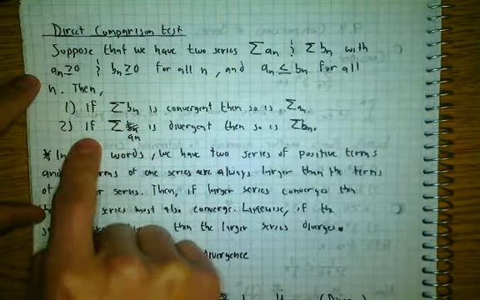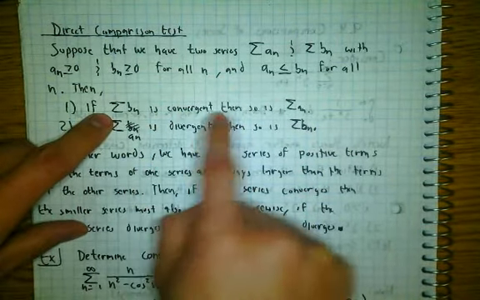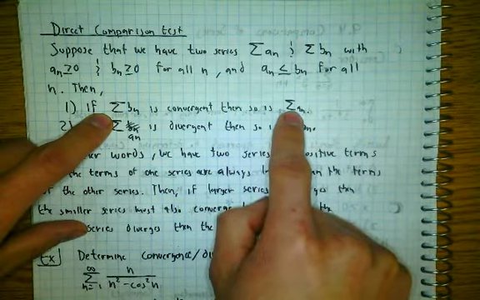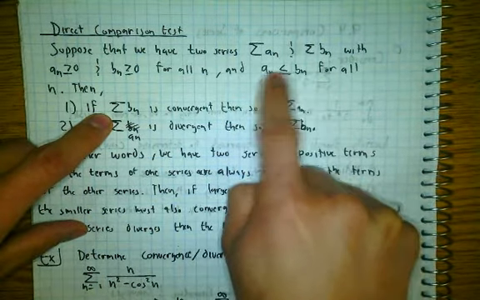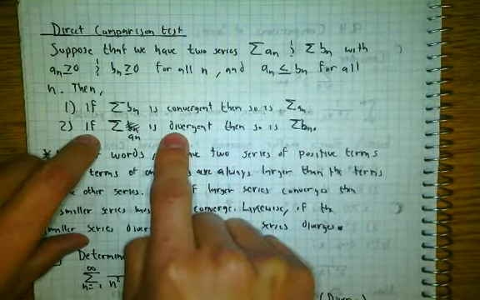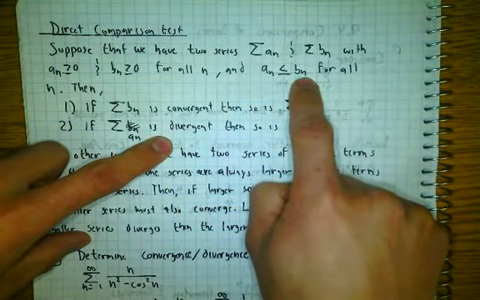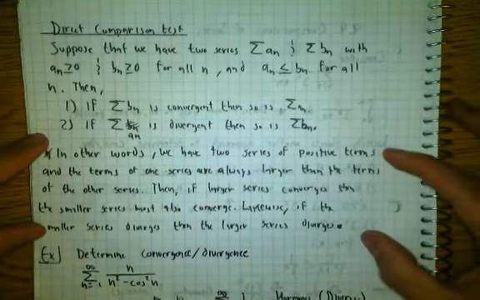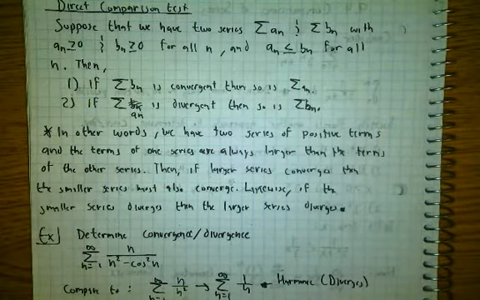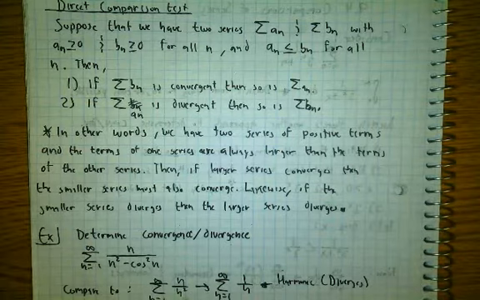Then the following happens. If the bigger series, b sub n, is convergent, then the smaller series also has to converge. The opposite is if a sub n is divergent, so if the smaller series diverges, then the bigger series also has to diverge. Cool? And that's essentially what I'm telling you here. You're just going to compare the two series, but there's always got to be one smaller and one bigger, and depending on the scenario, you're going to determine convergence or divergence. Cool? Alright, let's do our first example.